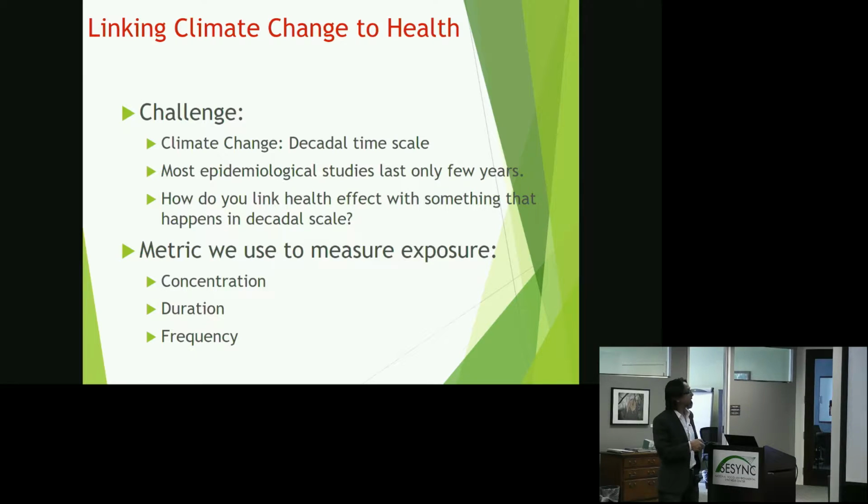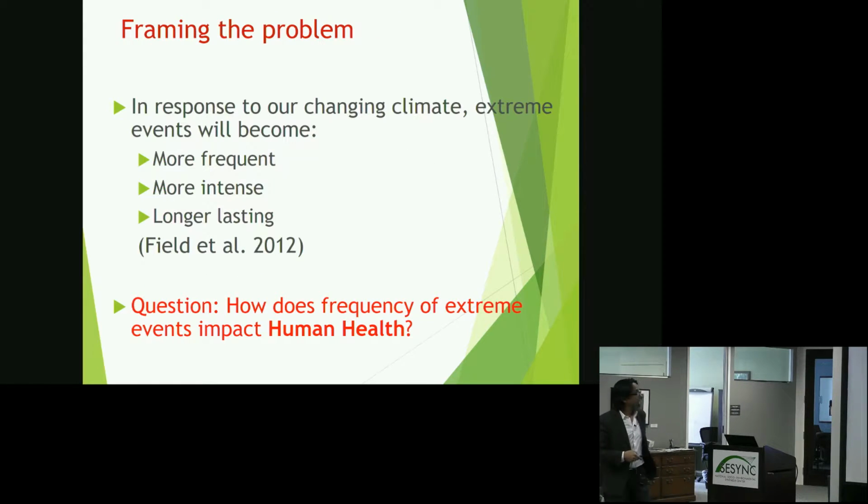And to complicate matters, with most epidemiological studies you are lucky if you get a 5-year study by NIH, right? Most of them are 2-3 years. So you have epidemiological studies that last 2-3 years, 5 years, maybe looking at health outcomes that are transient, but you are trying to link it to something that happens more on the decadal scale. So that's a challenge. And in epidemiology, we tend to use metrics to describe exposure that rely on the concentration of the agent, whatever the hazard is, how long you were exposed, and what the frequency of exposure to that agent was, right? None of these traditional measures really apply when you start thinking about climate change. So a little bit of framing is required, right?